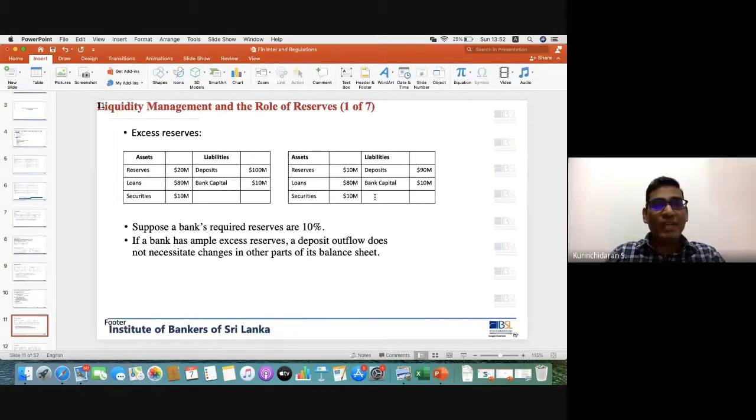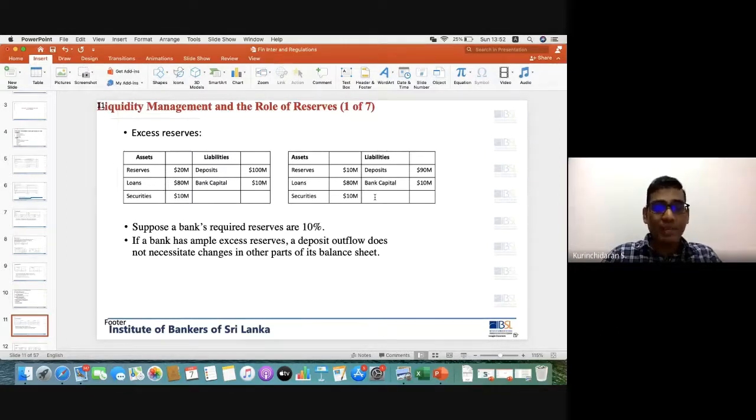First, I am going to look at liquidity management and the role of reserves, right? Now, the banking business is solely based on financial assets and liabilities. So you are going to deal with financial assets and liabilities. In this sense, one of the key risks is liquidity risk. What do you mean by liquidity risk?